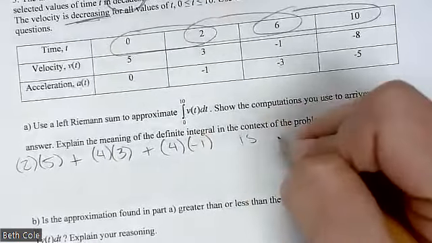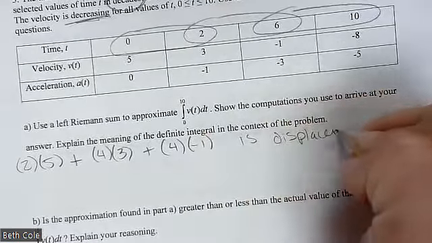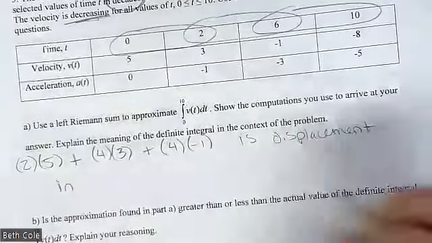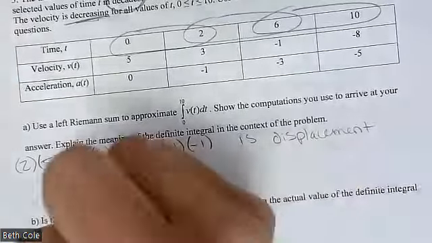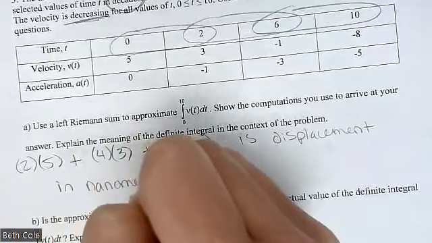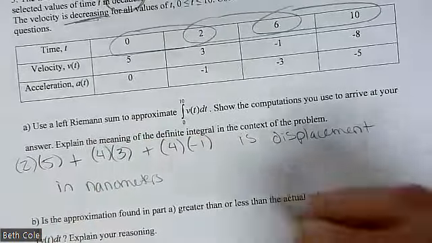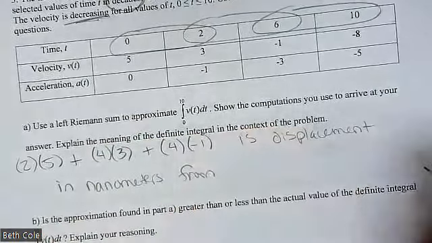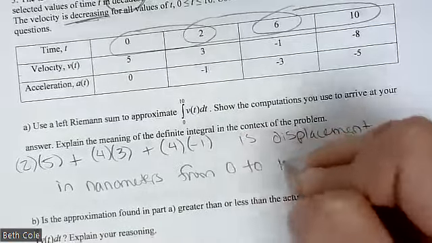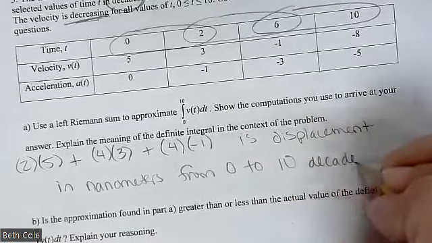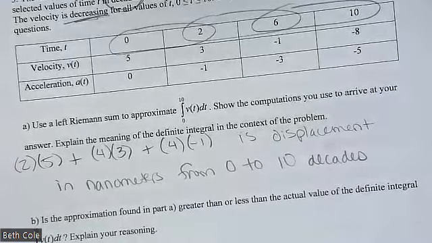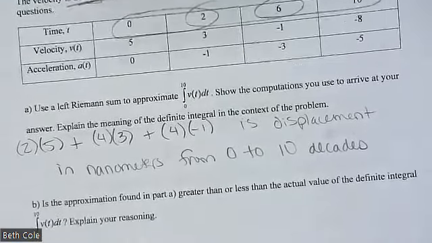Good. Is displacement in nanometers from 0 to 10 decades. I did it to be silly because we remember stuff that's funny and we forget stuff that's boring. It's moving in nanometers per decade. It's funny. Get on board, all right?